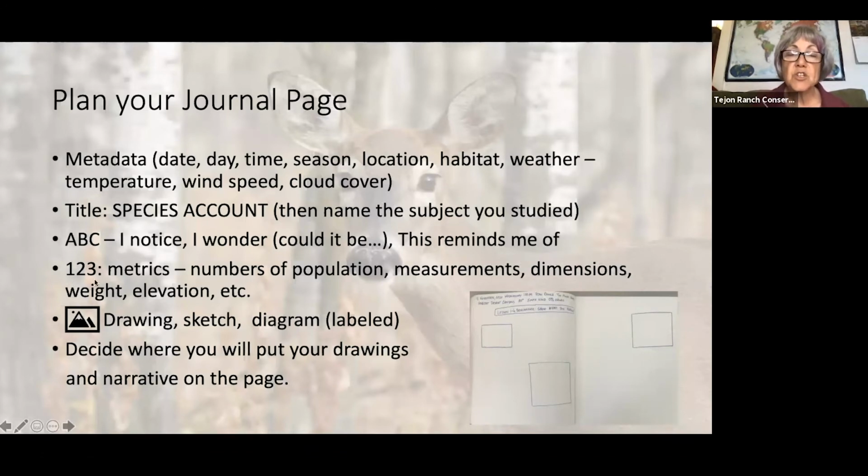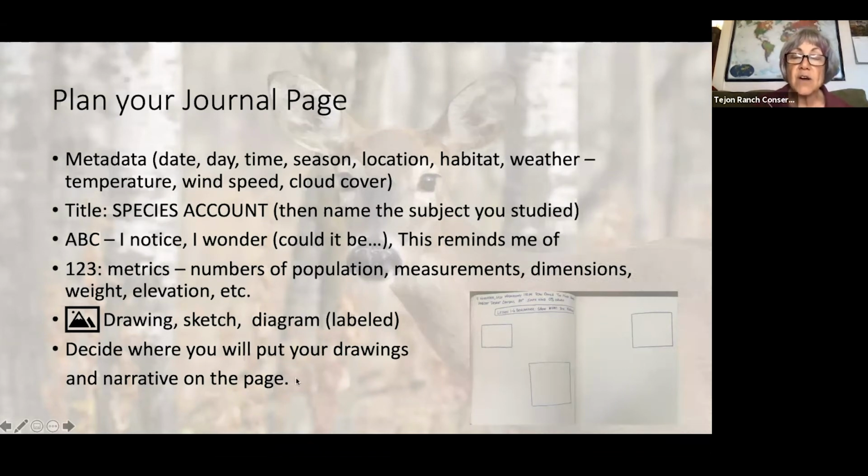You're going to include your metrics. Those are numbers of populations. Maybe you're studying a beetle, but there's several beetles there. Count them and see how many are living together. Any kinds of measurements, dimensions, weight, elevation, length, width, whatever. And then some kind of a drawing, sketch, or diagram. And if it's a diagram, remember you want to label it.